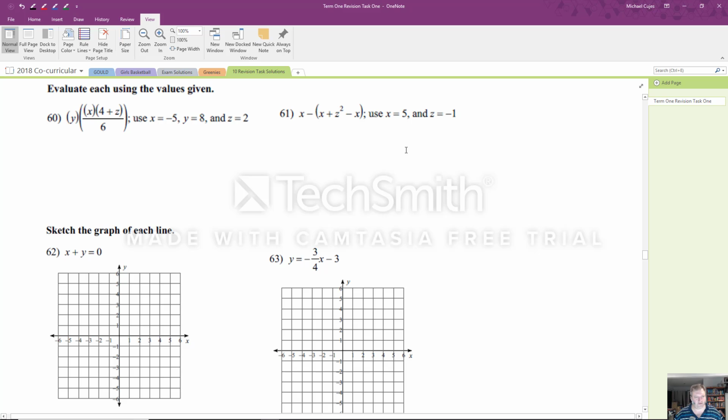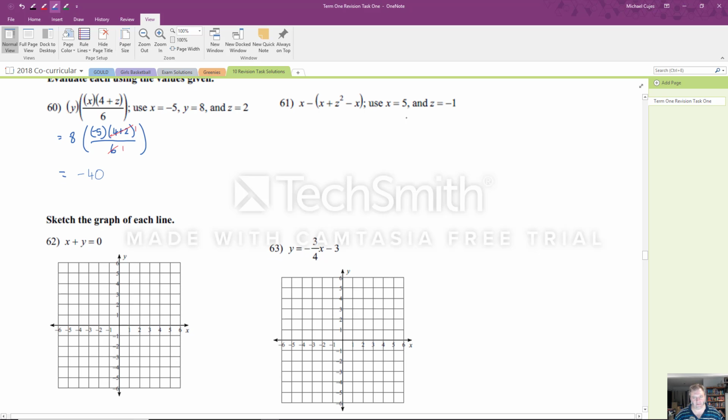Evaluate by substituting in numbers. You should be pretty good at this by now. Y is 8. X is negative 5. Outside of 4, and Z was 2. Divided by 6. Well, if you're sharp and you're having a keen look, you'll see that 4 plus 2 is 6. And this negative 5 is going to be multiplied by 6 and then divided by 6. That common factor can cancel, can't it? So, 8 by negative 5, negative 40.